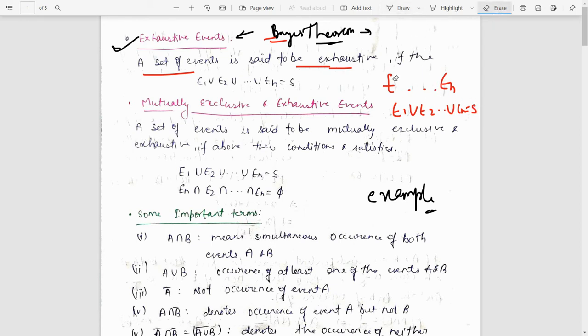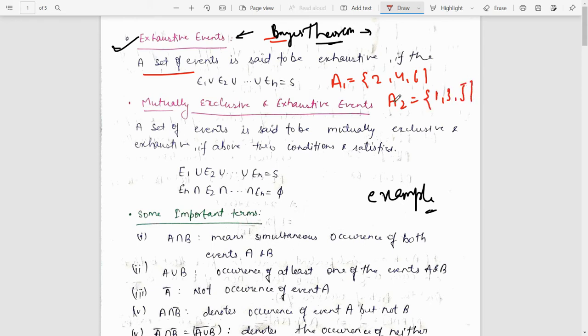Let's see this with an example. Let's say you are throwing a die. In that, let's say your event A1 is the set of all even numbers, so 2, 4, 6, and A2 is the set of all odd numbers, so 1, 3, 5. Here you can see that if you take the union of these two events, A1 union A2, you will find the original sample space. So this is the definition of exhaustive event.